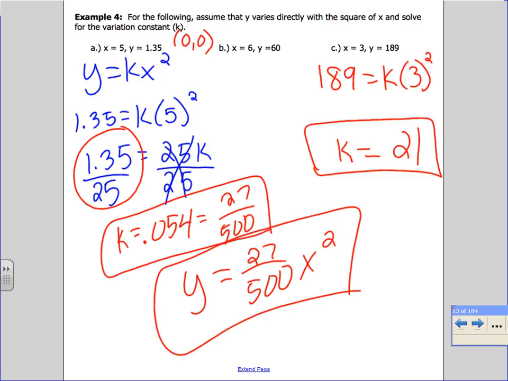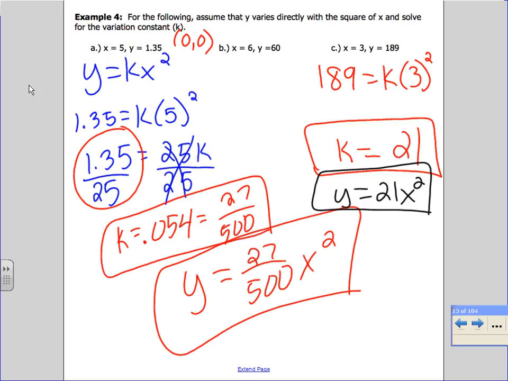So if it varies directly with the cube, what's the only thing that would change up here? Cube it. Eric, question? Good. Y equals 21x squared would be the equation for our parabola, which is direct variation with the square.